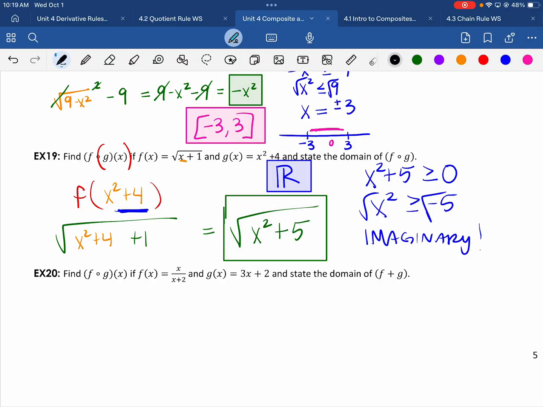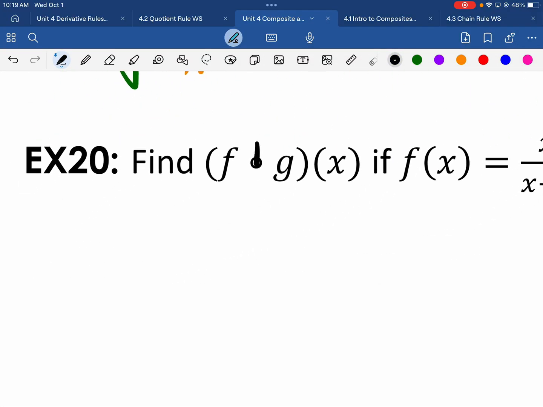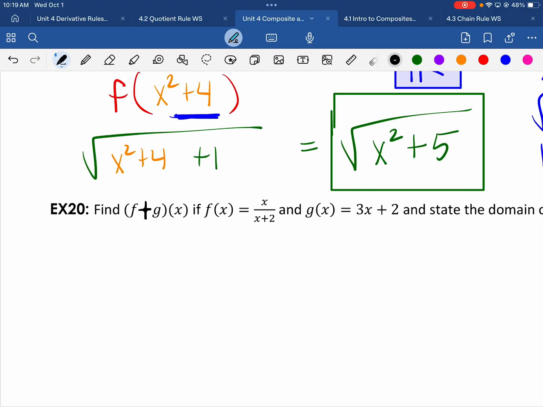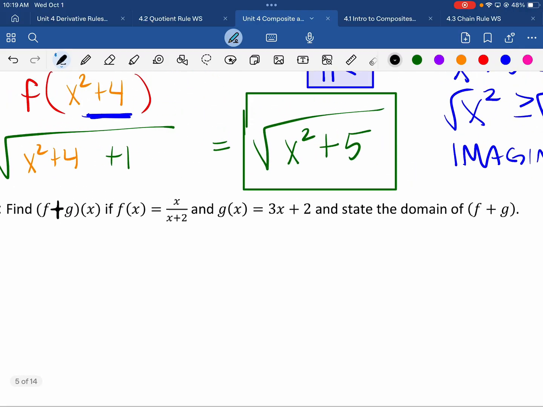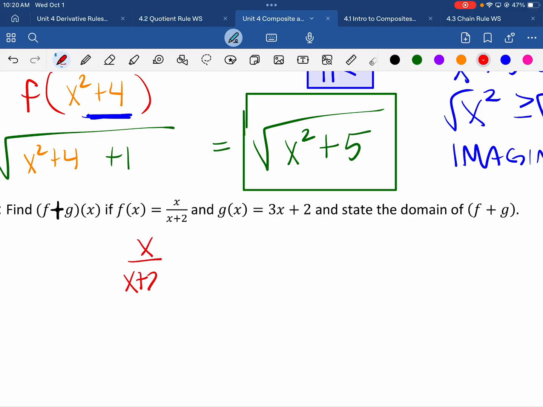All right, and my last one. On this last one here, this is supposed to be a plus sign. And I wanted to talk about the fractions real fast and the domains if you're adding two functions. So most of today was composites. We put a function in a function, but remember yesterday we also added and subtracted and multiplied and divided, and on your homework quiz you did that. So if I wanted to come up with the function f plus g, that's x over x plus 2 plus 3x plus 2. So this is my function.